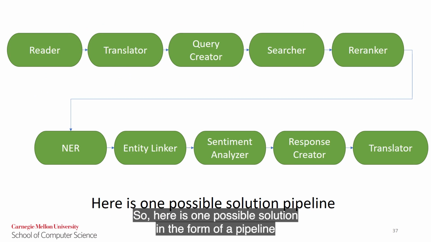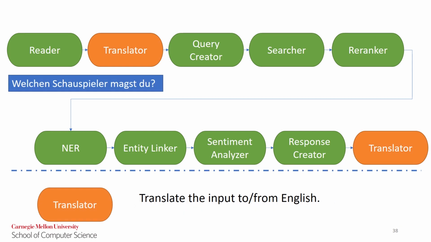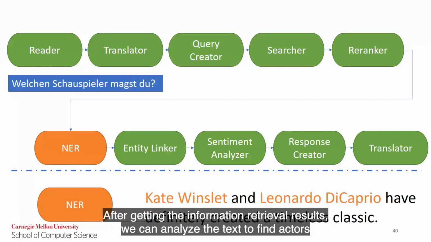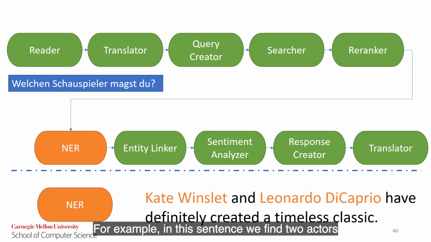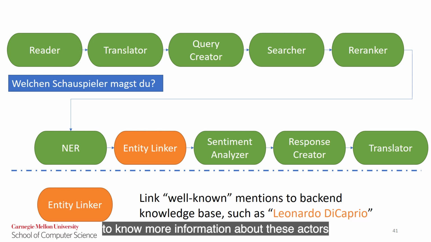So here is one possible solution in the form of a pipeline. We need to have the reader and then translate the German text into English. Next, we need to create appropriate queries and then run them on the backend information retrieval engine. After getting the information retrieval results, we can analyze the text to find actors. For example, in this sentence, we find 2 actors.